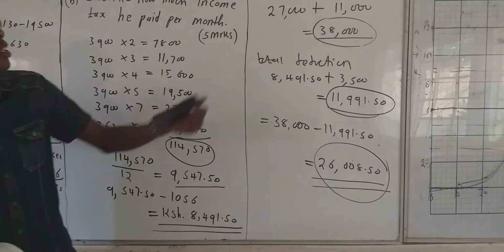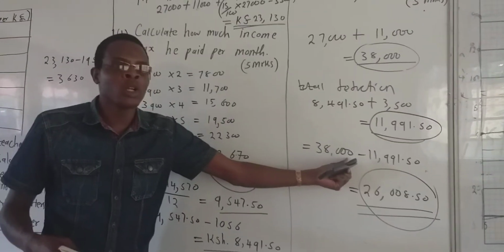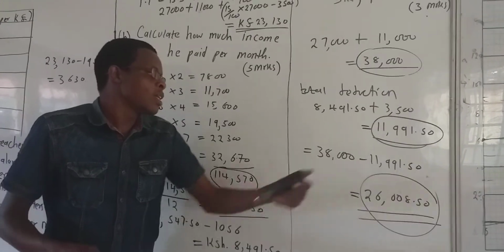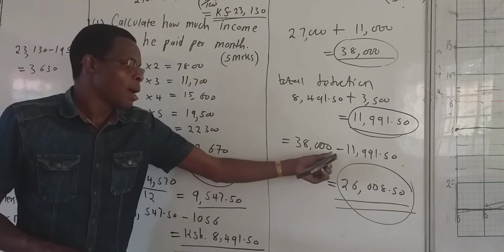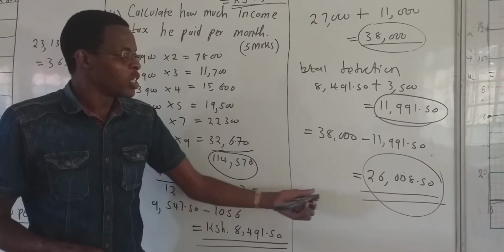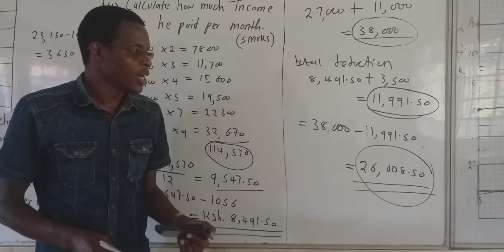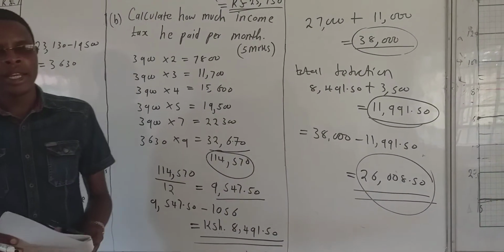So for us to find the net salary, it is the basic salary plus allowances. We call it the total salary, then minus the total deductions. So we are going to have 38,000 minus 11,991.50, which is going to give us 26,008.50 Kenyan shillings as the net salary.